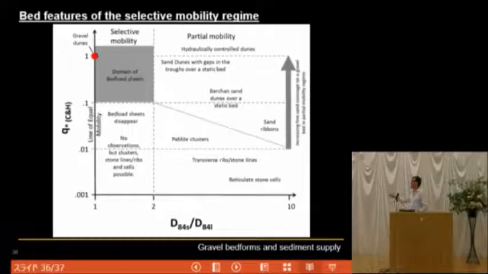So the question is then, what happens if you are going through this sequence and you disturb the armor? Well, one of two things can happen. One is you can move up into this part of the diagram here where you're basically burying the bed and you get hydraulically controlled dunes of the kind that Astrid Blom has done some experiments on. Or you can move into the domain of bedload sheets, where you go from having these kinds of sand dunes, and as you start incorporating more gravel, you start forming something that's a little bit more like a bedload sheet.